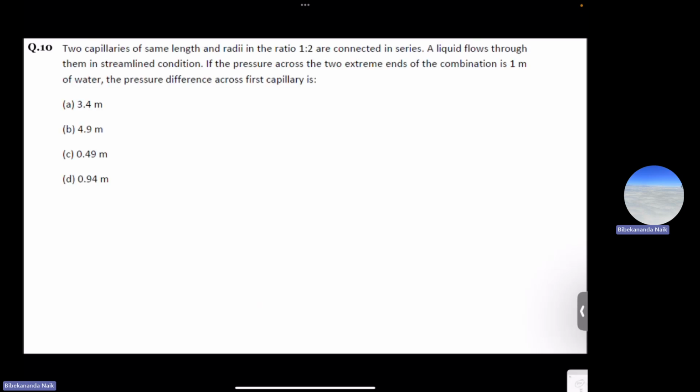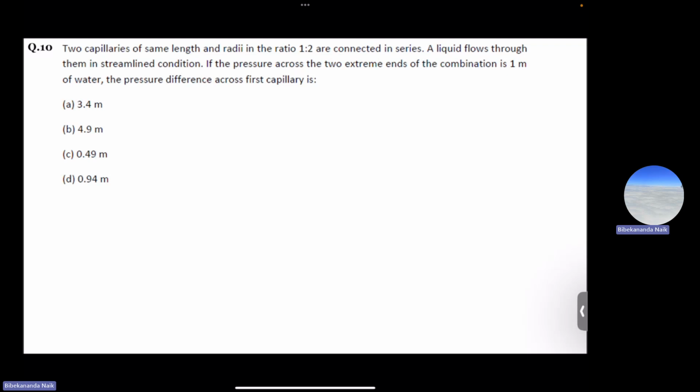Now we move to question number 10, the last question of today's interaction session. The question says, two capillaries of same length and radii in the ratio 1:2 are connected in series. A liquid flows through them in streamlined condition. If the pressure across the two extreme ends of the combination is 1 meter of water, the pressure difference across the first capillary is option A 3.4 m, option B 4.9 m, option C 0.49 m, and option D 0.94 m.